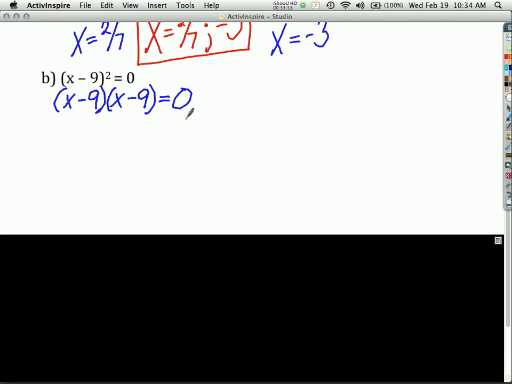What do you think we need to do here? Tristan? Yeah. We just need to do one of them, because it's the same thing twice. So we really just need to do x minus 9 equals 0. In fact, it takes no effort whatsoever. X equals 9.